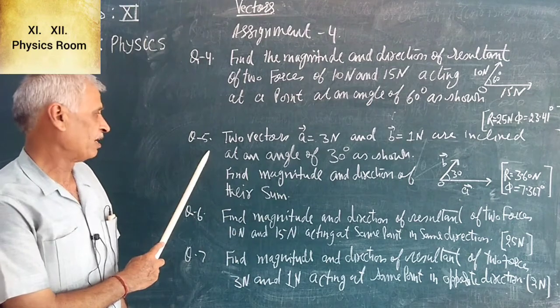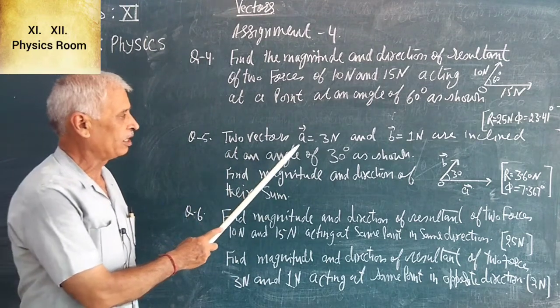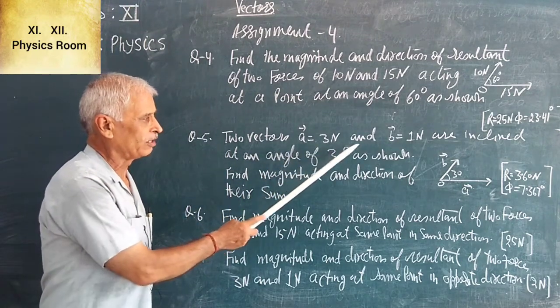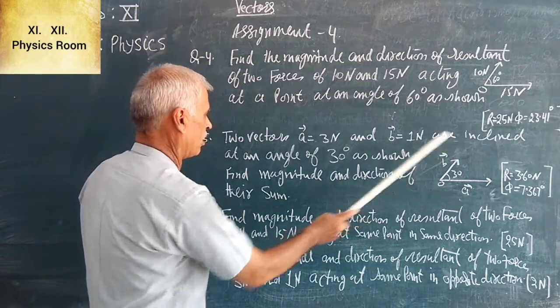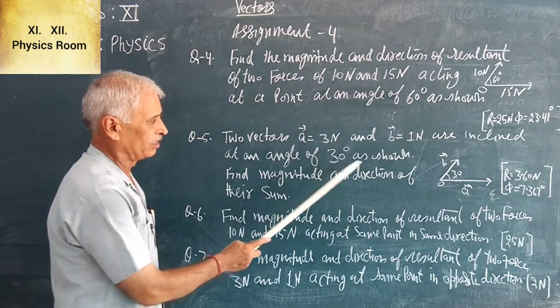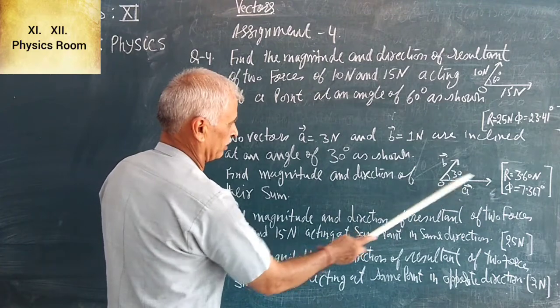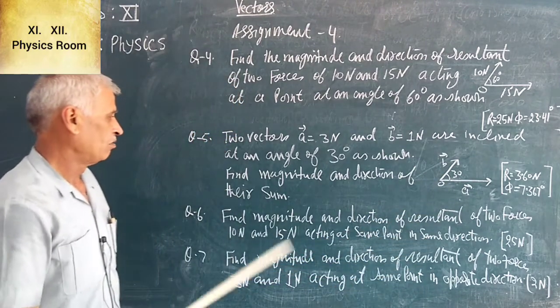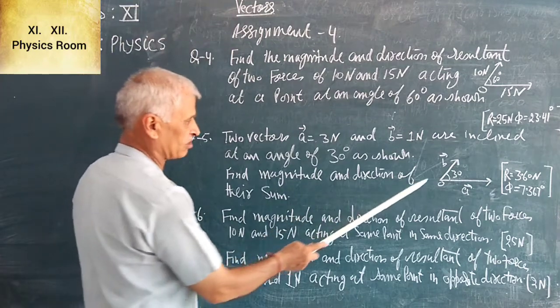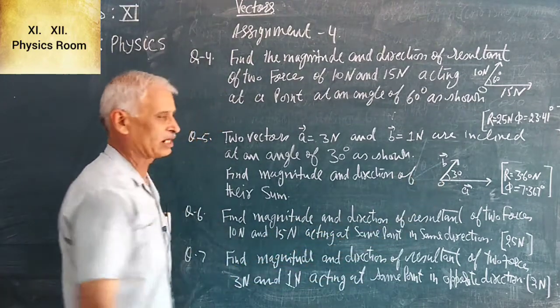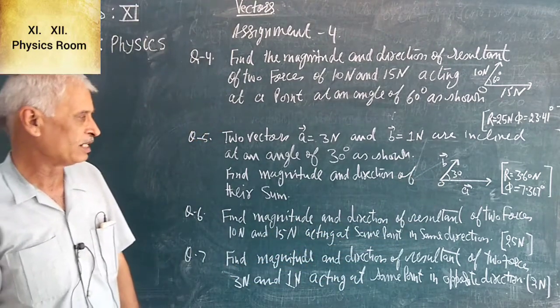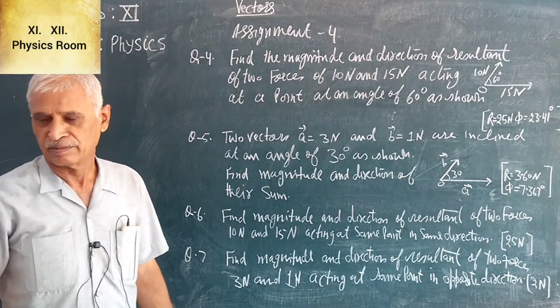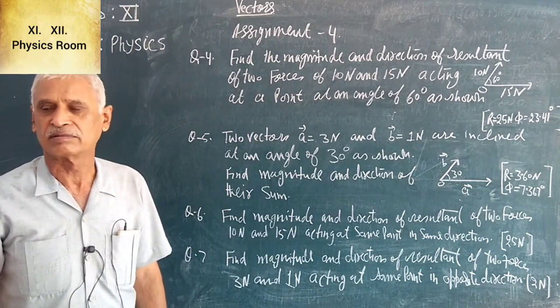Now question number 5. Two vectors A equal to 3 Newton and B equal to 1 Newton are inclined at an angle of 30 degree as shown. Vector A, vector B are inclined at an angle of 30 degree. Find magnitude and direction of their sum. You have to add up these two vectors. So find out the resultant, the magnitude of resultant and direction of resultant.